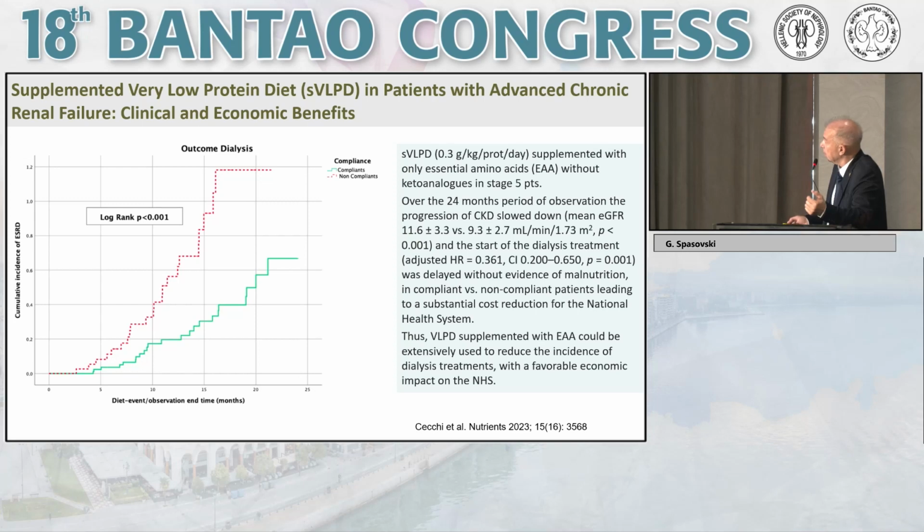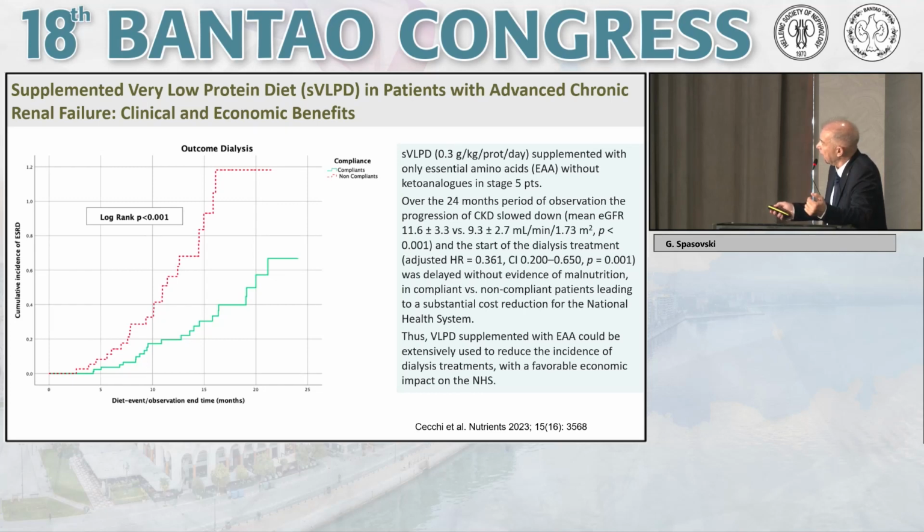0.3 grams per kilogram per day. But in order to escape malnutrition, they need to be treated either with keto analogs or with essential amino acids in stage 5 patients. Over a 24 month period, it was shown that when treated with this diet and substitution with essential amino acids, CKD slowed down, 11 versus 9.3.